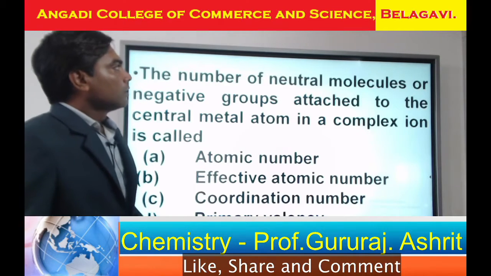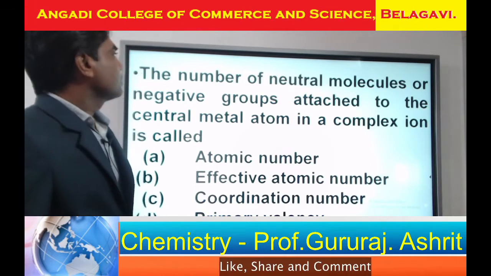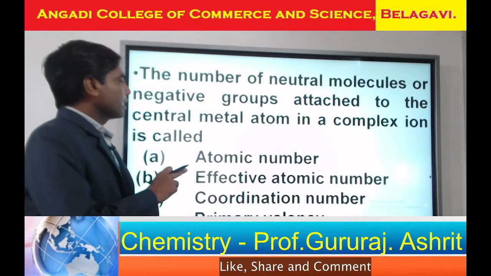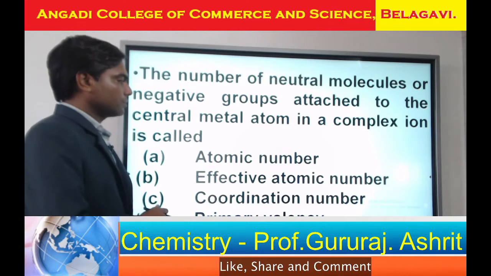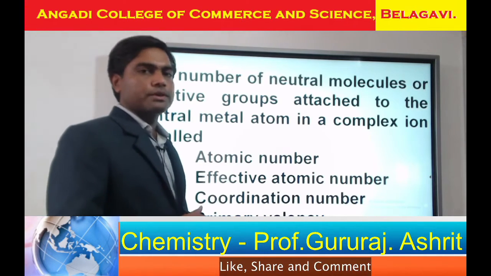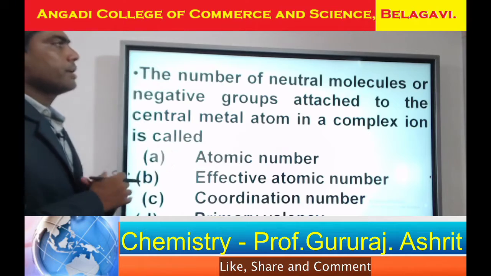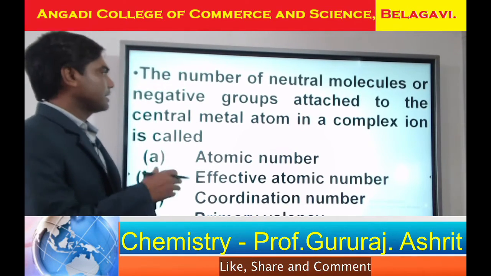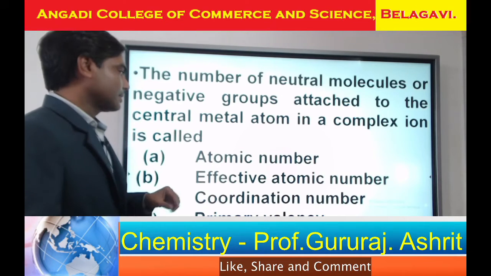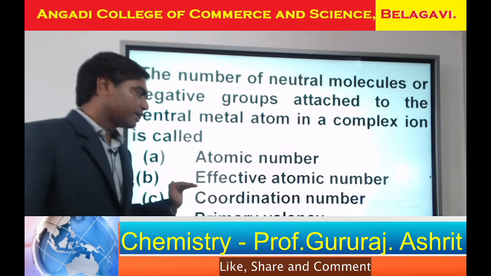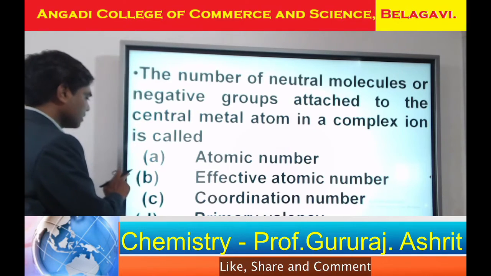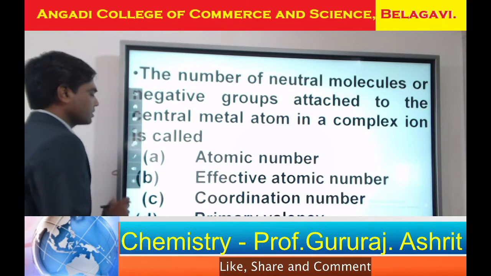Next one: the number of neutral molecules or negative groups attached to the central metal atom in a complex ion is called what? What is the meaning of this question? In our coordination sphere, if neutral molecules or negative groups are attached, what does that indicate? The options are atomic number, effective atomic number, coordination number, and primary valency. So briefly I will tell you about all 4 options, then you can understand.